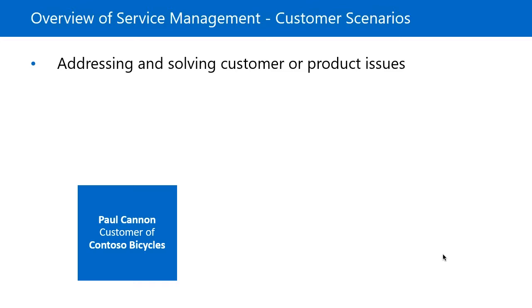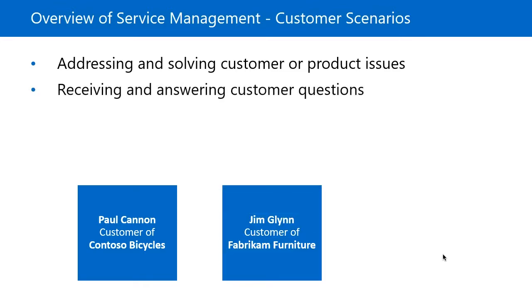The issue is logged in the mountain bike support request queue, and Rob is the support specialist for Contoso Bicycles regarding mountain bikes. And he receives the issue through Microsoft Dynamics 365. Rob will work with Paul to schedule a service activity to repair or replace Paul's suspension. Then we also have receiving and answering customer questions.